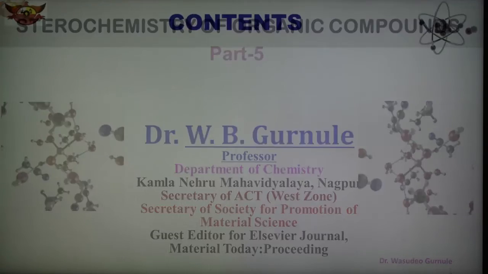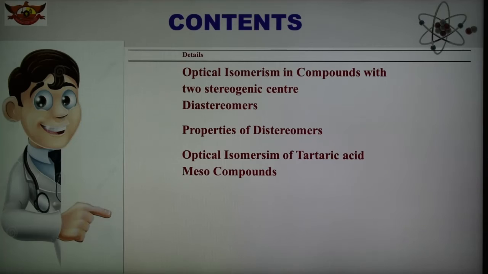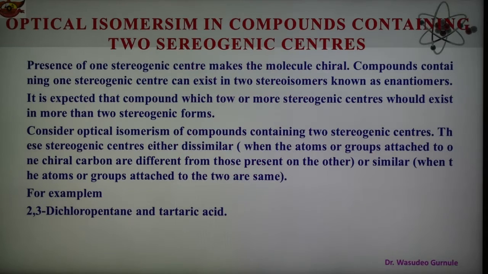In this part number 5 we are discussing what is optical isomerism in compounds with two stereogenic centers, what are diastereomers, properties of diastereomers, and also how they show the optical isomerism of tartaric acid, what are the different forms, and what is a meso compound, an example of a meso compound. As we know, when the compound contains two stereogenic centers, these compounds are known as diastereomers. So what is the optical isomerism in the compound which contains two stereogenic centers?